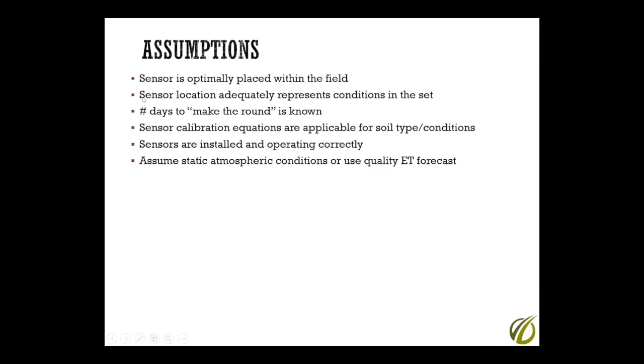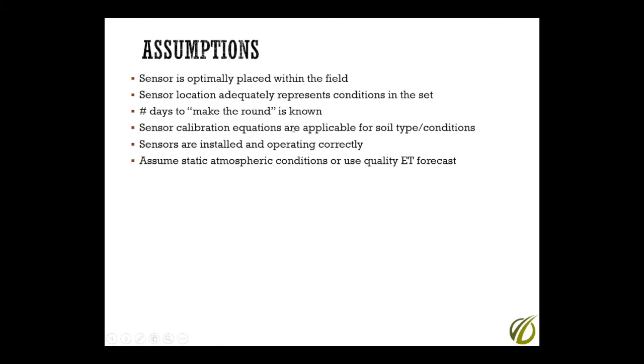And so we're going to assume, working through this next example, that the sensors are placed optimally within the field. It adequately represents average conditions within the irrigation set. We know how many days it takes to make the round in that particular irrigation set. Our soil sensor calibration equations are applicable for that specific soil type and condition.